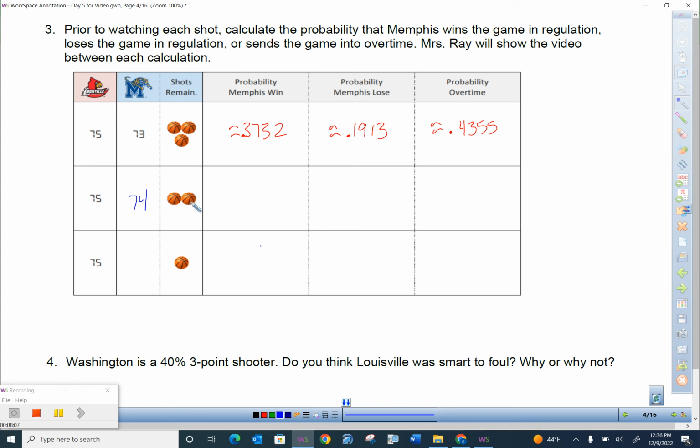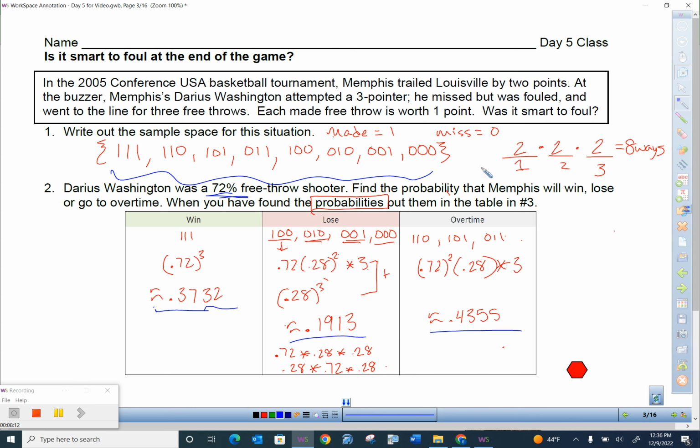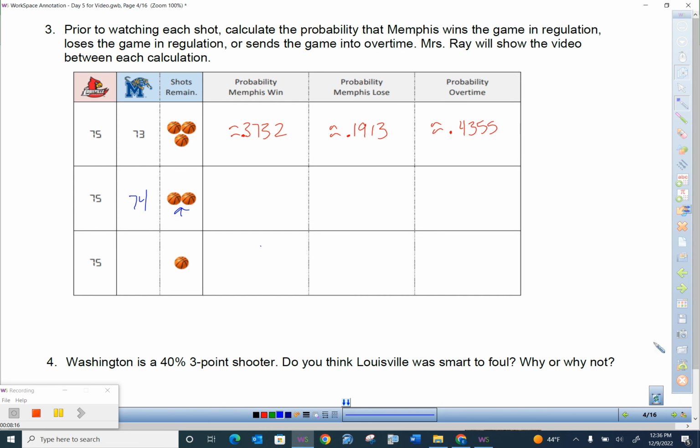And now we're going to think about there are only 2 shots remaining, which means our sample space is not the same thing because that was 3 shots remaining. Okay, so what I want you to do is write out the new sample space based on there only being 2 shots remaining and find the probability of each. Make sure you show your work in each step just like on the last one.